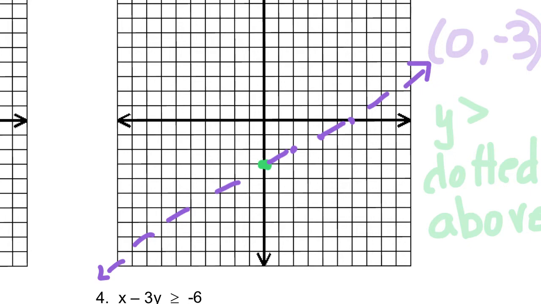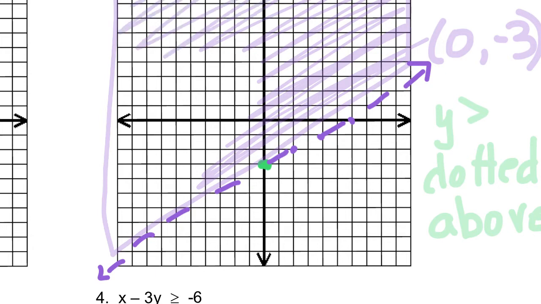Because y is greater than, we will highlight the solutions above the graph. So every one of these solutions is a solution to this graph. All of these points are solutions. They make the value true.